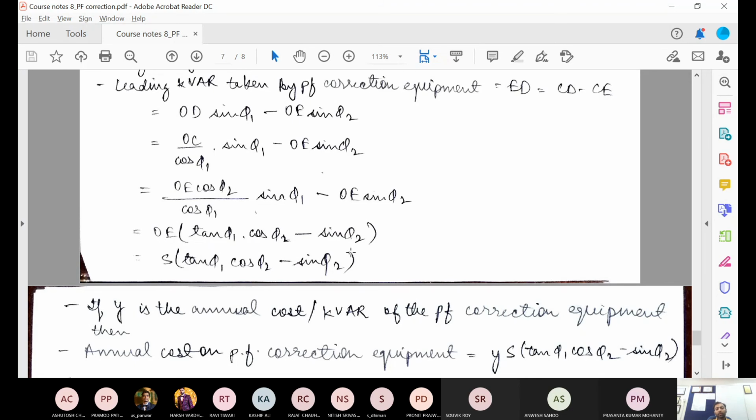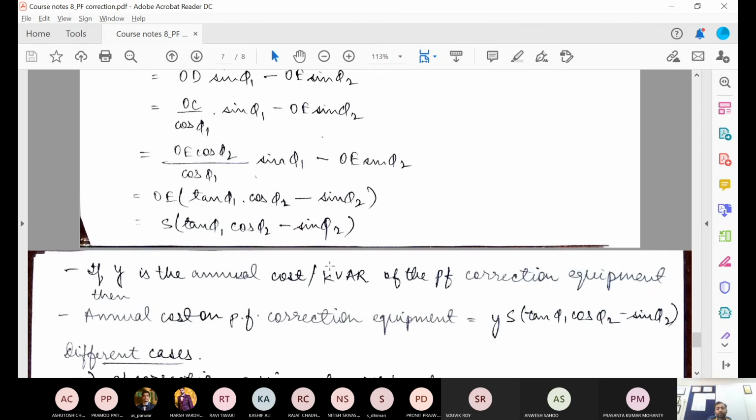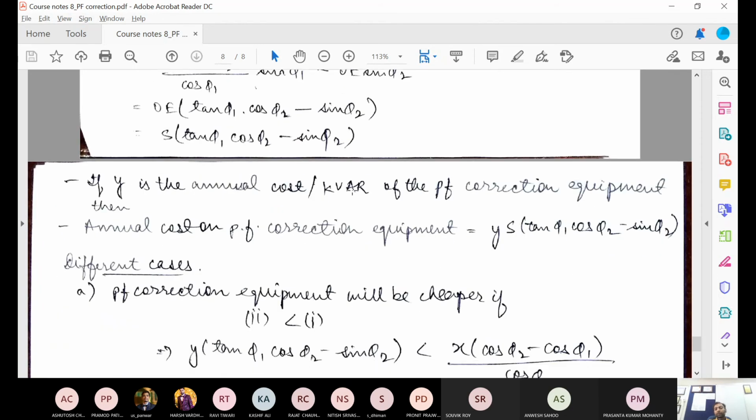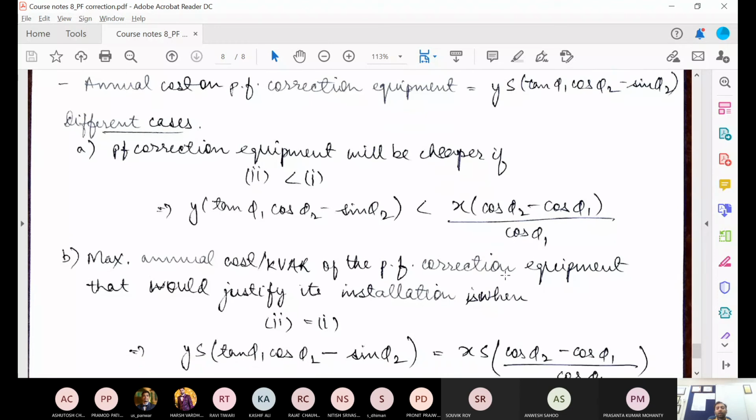This should be the kVAR rating of your power factor correction equipment: S times (tan phi 1 cos phi 2 minus sin phi 2). And if Y is the annual cost, again the same thing, we are talking in terms of the annualized capital cost per kVAR of the power factor correction equipment, then this converts into a monetary value of YS (tan phi 1 cos phi 2 minus sin phi 2). Now there can be different cases.